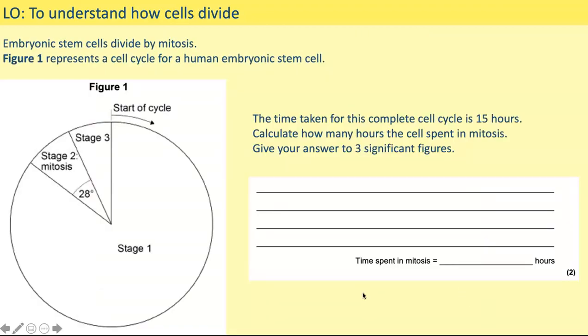So this question is asking us to calculate how many hours are spent in mitosis. We've got a full circle here, and it tells us that the mitosis stage is 28 degrees out of this full circle. So that's going to be 28 degrees out of a total 360. So we do 28 divided by 360, which gives us 0.078. We then times that proportion by 15 because that is the total time taken for the cell cycle. That gives us 1.17 hours.